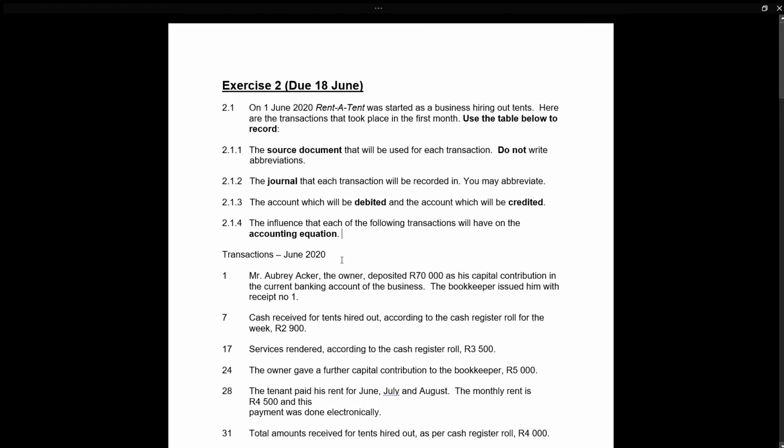2.1.1, the source document that will be used for each transaction. Do not write abbreviations, so we need to write it out. 2.1.2, the journal that each transaction will be recorded in. You may abbreviate this. Remember, you only have two options in grade 8, either the cash receipts journal or the cash payment journal. The account which will be debited and the account which will be credited, the influence that each of the following transactions will have on the accounting equation.